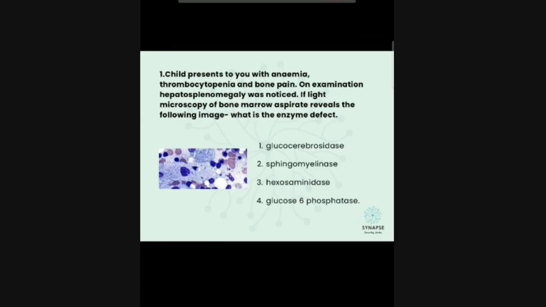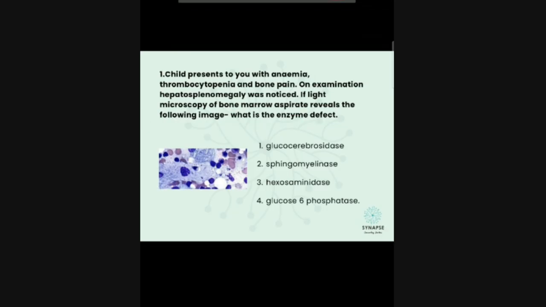A child presents to you with anemia, thrombocytopenia, and bone pain. On examination, you see hepatosplenomegaly. Light microscopy of the bone marrow aspirate reveals the following image. What is the enzyme defect?